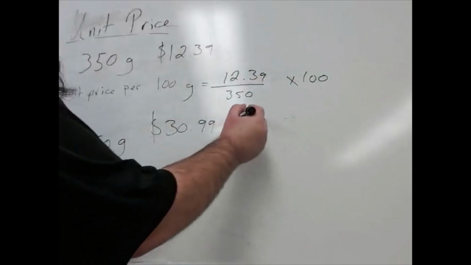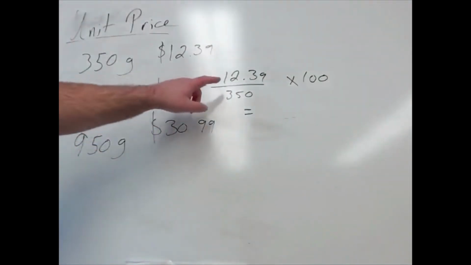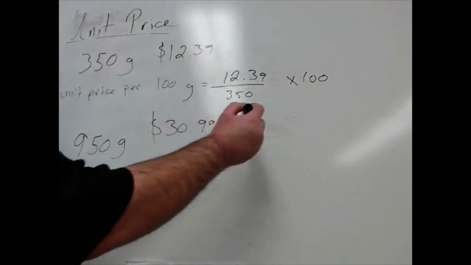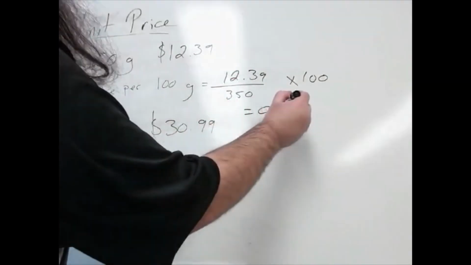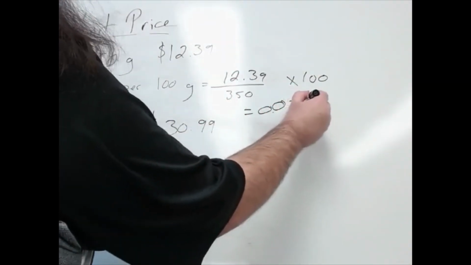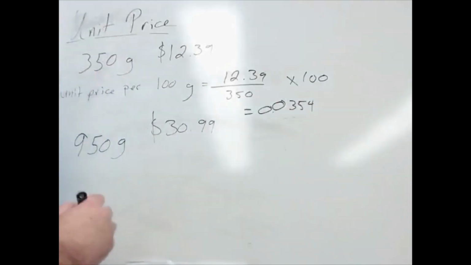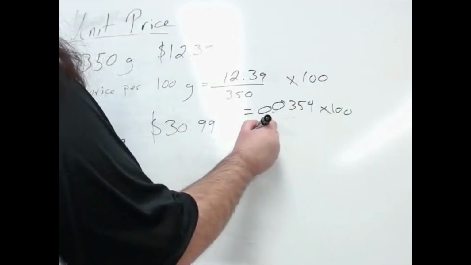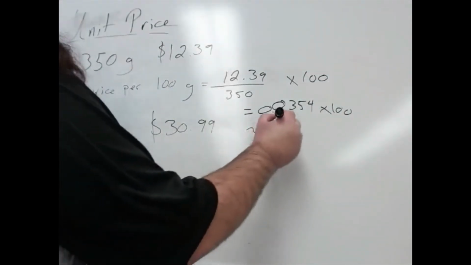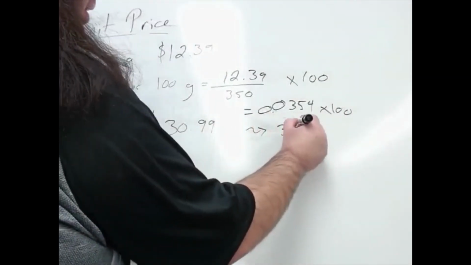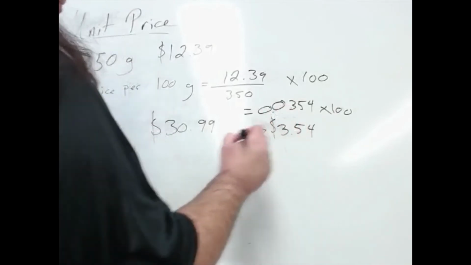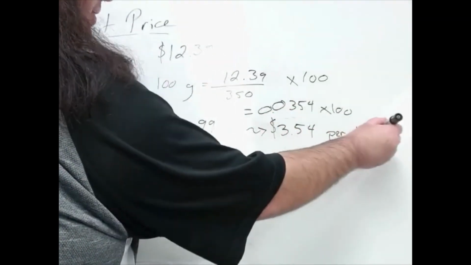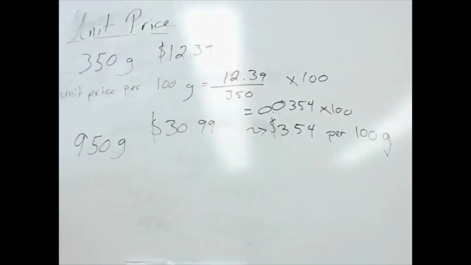So we'll do 12.39 divided by 350. That gives me 0.0354. I'm going to multiply that by 100, which gives me $3.54 per 100 grams.